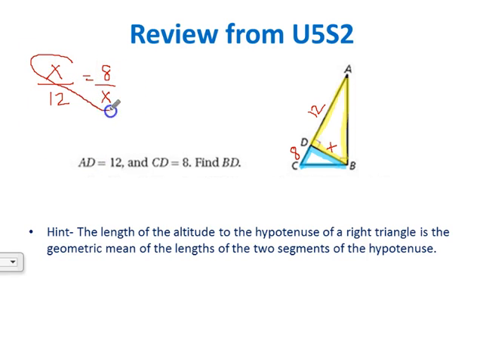So we're going to cross multiply. X squared equals 8 times 12. 8 times 12 is 96. So x squared, again, we need to take the square root of both sides to solve for x. The square root of 96, we get a decimal.